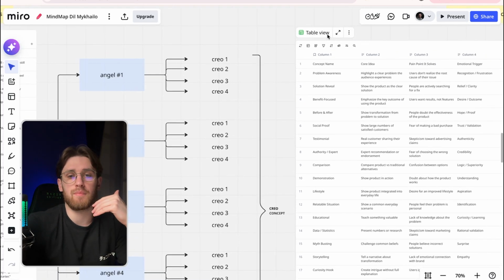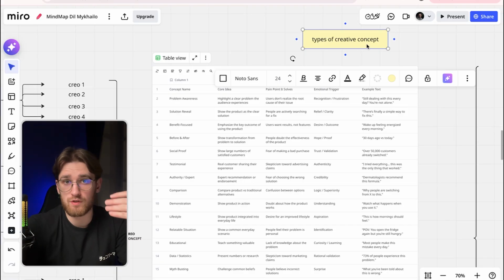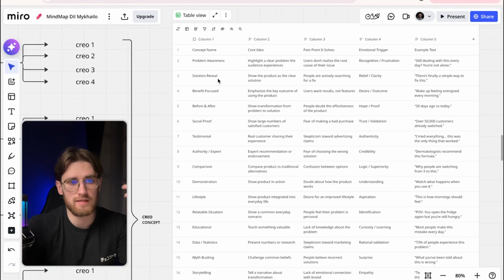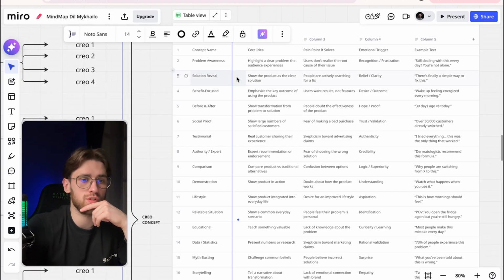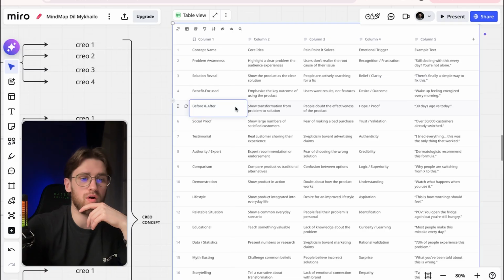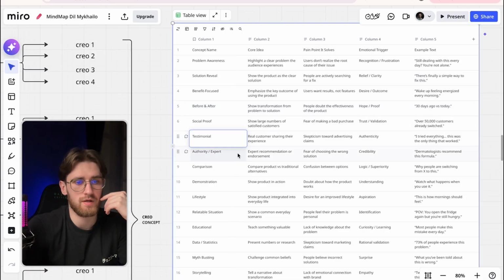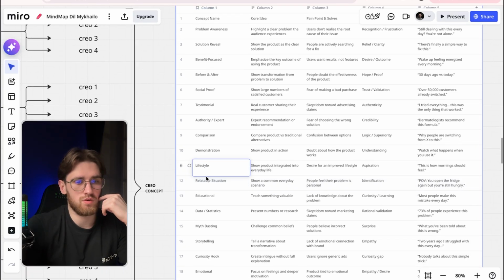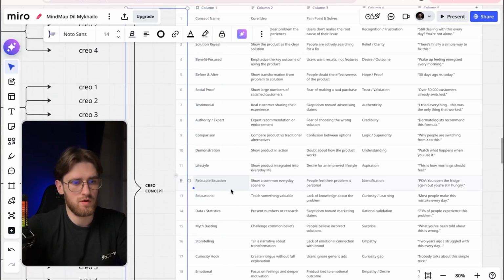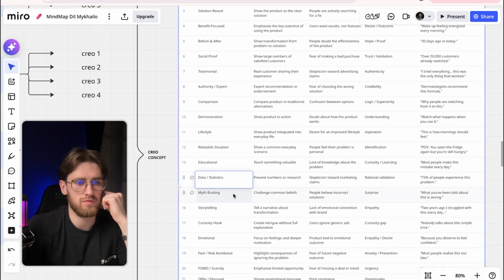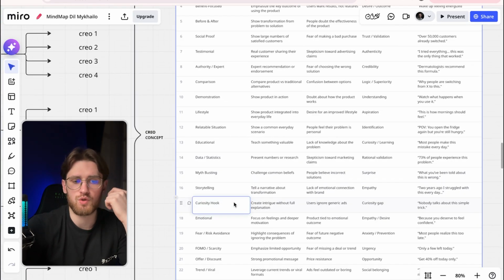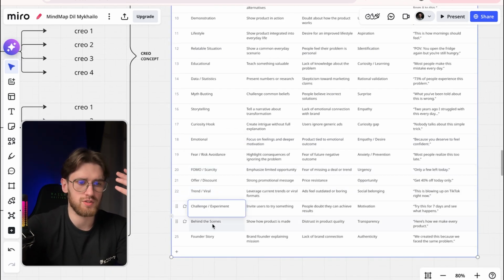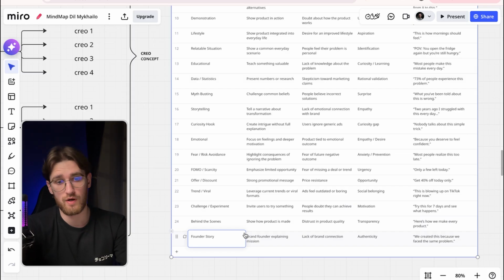And then we are talking about type of creative concept, how it looks like. And here, what you can see, for example, problem awareness, solution reveal, benefit focused, before after, social proof, testimonials, authority expert, or demonstration, lifestyle, educational, data statistical, myth basis, storytelling, curiosity hook, emotional, trendy, offer, challenge, founder story. So it's also very important.